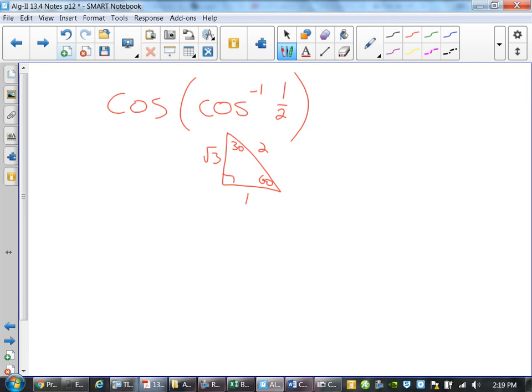I got this. What angle has a cosine of a half? 60. What's the cosine of 60? So they cancel. Yeah, it's the inverse, so it cancels it out. Okay, I like this.